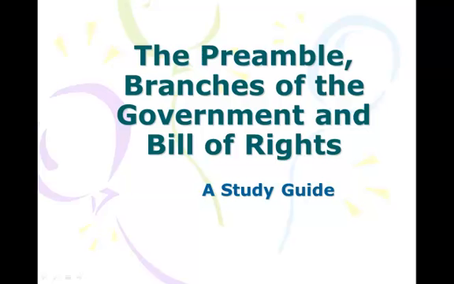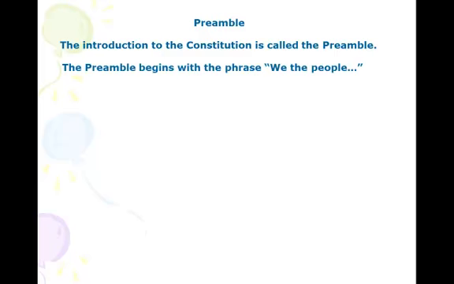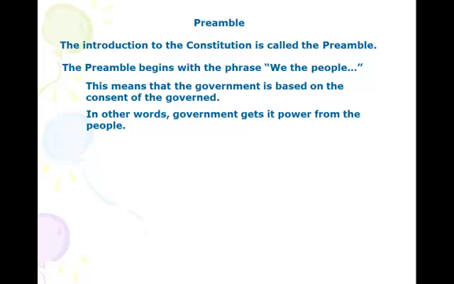Welcome to the Preamble, Branches of the Government, and the Bill of Rights, a study guide. The Preamble is the introduction to the Constitution. It begins with the phrase, "We the people," written larger than all the rest of the words in the document. This means that the government is based on the consent of the governed, or the idea of popular sovereignty. In other words, the government gets its power from the people.